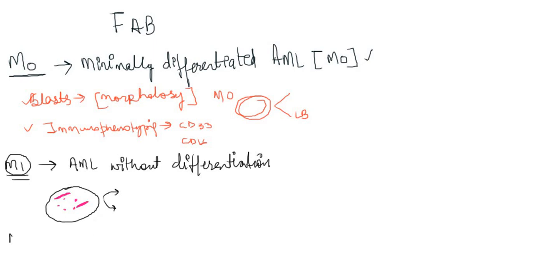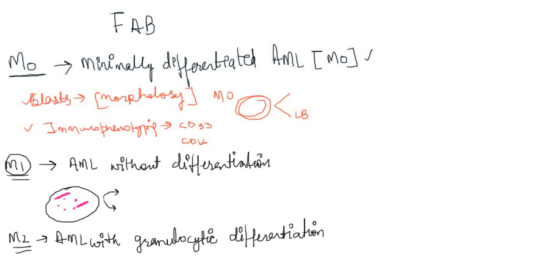The next subtype is the M2 subtype, or AML with granulocytic differentiation. As the name suggests, in this scenario the blasts are differentiated into granulocytes, and if we look at the bone marrow aspirate, it will mainly consist of myeloblasts, which are the precursors for the granular cells, and it will also contain promyelocytes, which are again precursors of the granulocytes, but they are not fully differentiated.